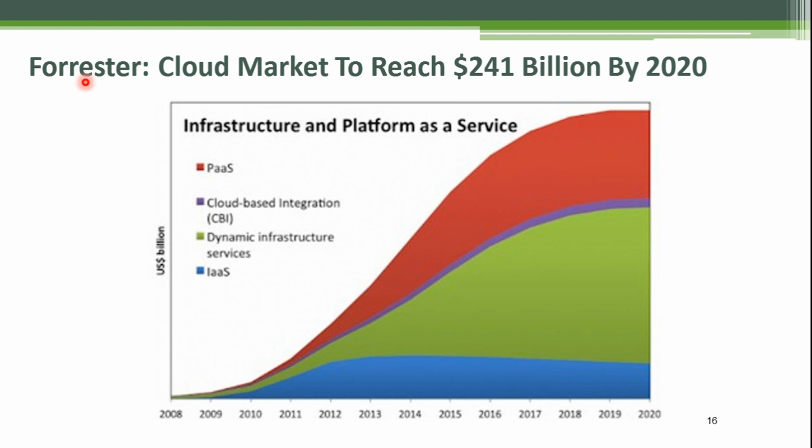Okay, so Forrester, this is a new term for you guys, I guess. Forrester is a company which does a lot of research on technology, and then releases their white papers every year and basically every quarter. What they are saying is that the cloud market will reach around 241 billion by 2020. So I think these limits are already passed. If not, then it will be passed soon.